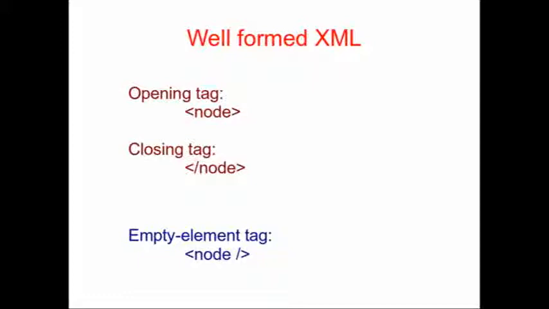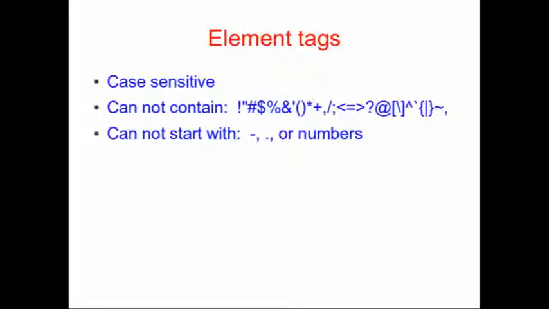The tags in an XML file can only contain certain characters. They're case sensitive, so your opening tag and your closing tag have to have the same words in the same case, and they can't contain any of several special characters. And it's also important that tags don't start with a hyphen, a period, or any of the digits. Tags really should start with a word that explains what the tag is about.